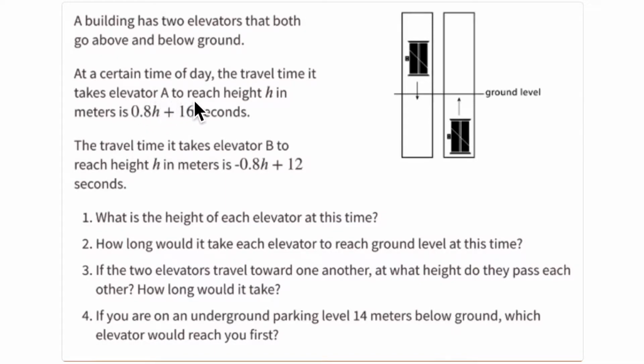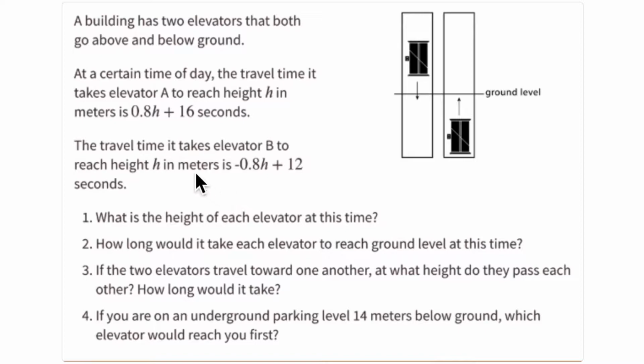Elevator A reaches height h, whatever this height is, in this amount of time. So you take 8/10 times whatever the given height is, you add 16 to that, and that gives you the total amount of time that it took that elevator to travel to that height. Elevator B is the same idea, so it's a negative 8/10 times the height plus these 12 seconds. That gives you the total amount of time it takes to travel to whatever this given height is.